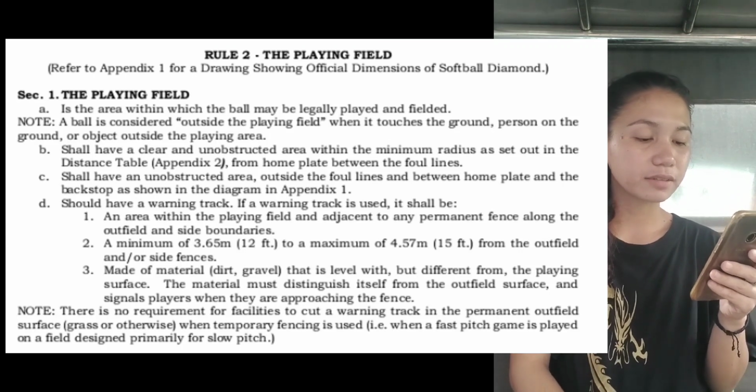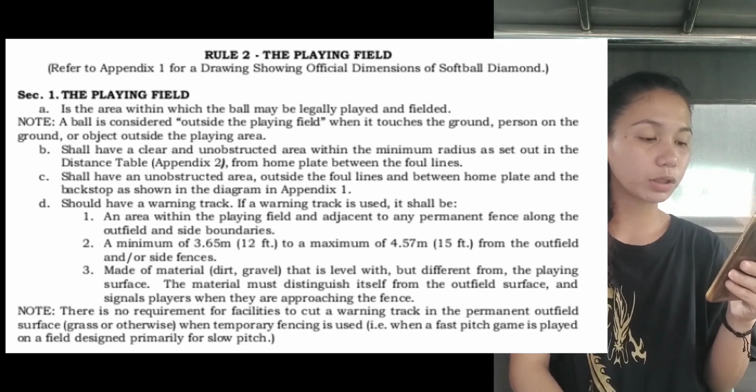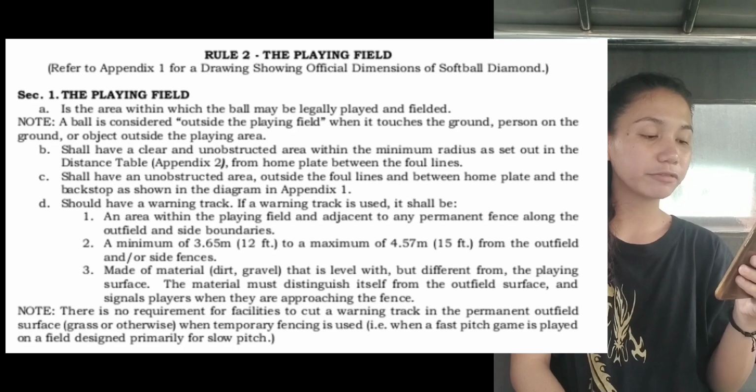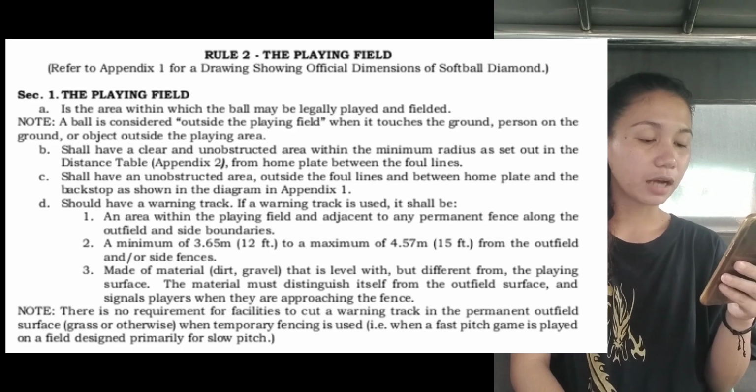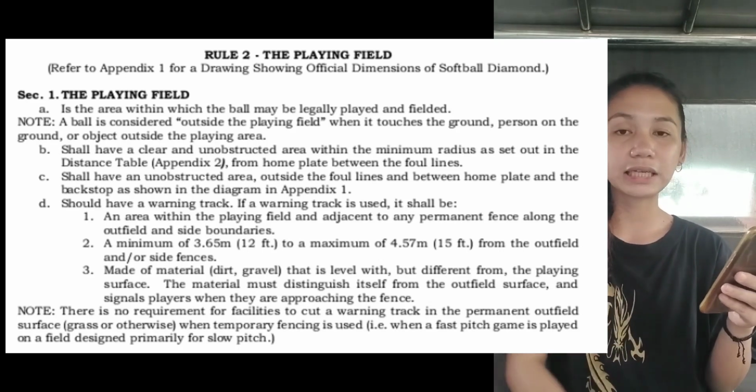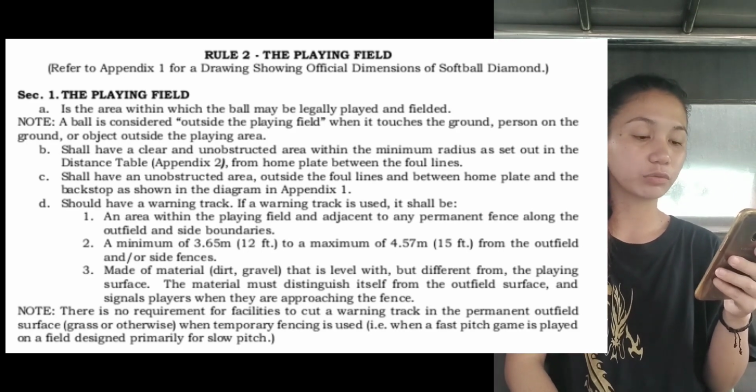The playing field is an area within which the ball may be legally played and fielded. Note that a ball is considered outside the playing field when it touches the ground, a person on the ground, or an object outside the playing area. B. It shall have a clear and unobstructed area within the minimum radius as set out in the distance table, Appendix 2. We can see this in Appendix 2 of the official rules.